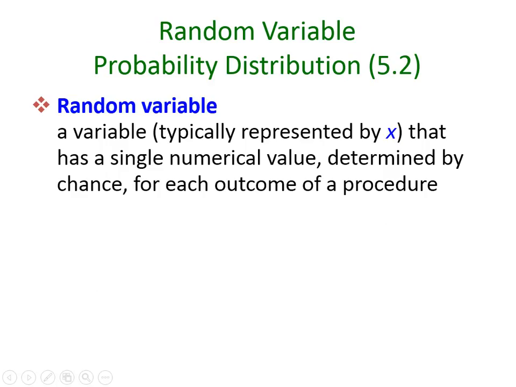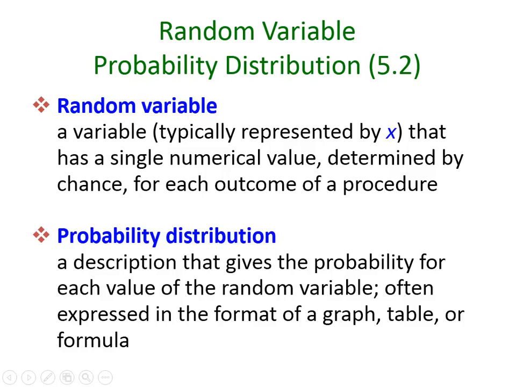Definition of a random variable: it's a variable, typically represented by x, that has a single numerical value, determined by chance, for each outcome of a procedure. So when we were talking about rolling a die, x is my random variable, for example the probability that we would get a 1. Or if we're drawing cards, x might be a queen or the ace of hearts, where we're trying to find a specific thing and it has a specific probability that it is going to occur.